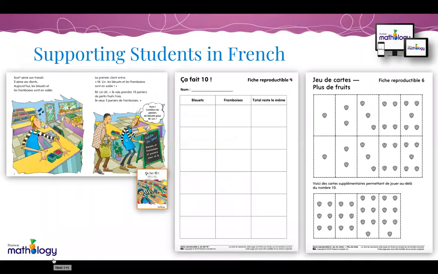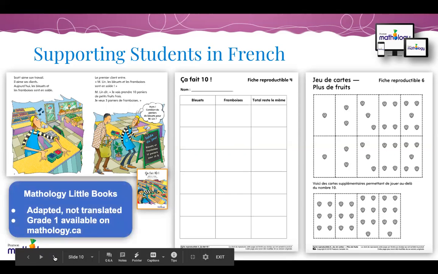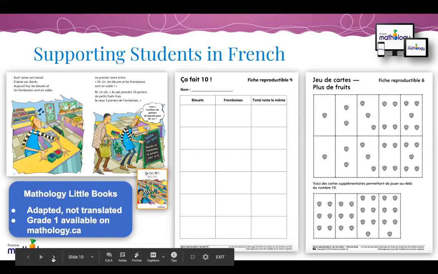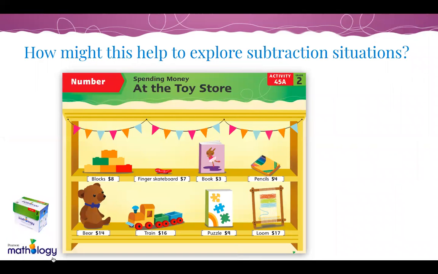The little books are kindergarten to grade 3, and this is a grade 1 book. It has the same resources, and they're in French this time. These books are adapted for French, not translated, and they are available on Mathology.ca for grade 1 currently, in terms of the activities.